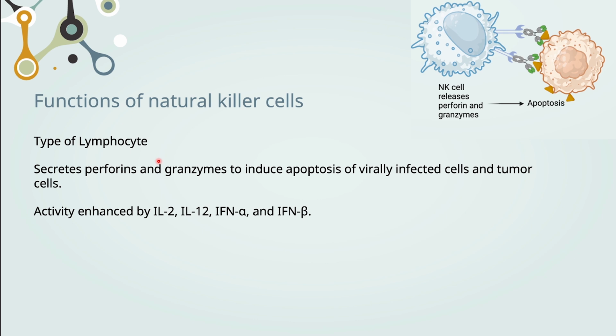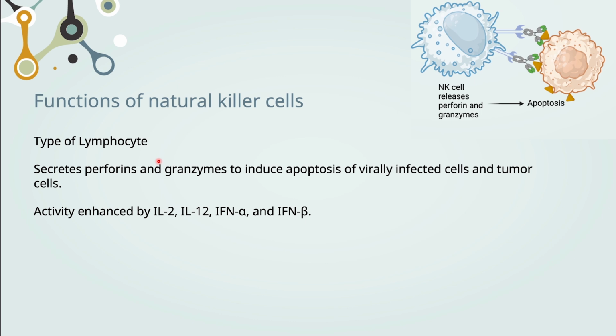Now, the activity of natural killer cells is enhanced by interleukin 2, interleukin 12, interferon alpha, and interferon beta. Now, these are super high yield information. Now, from the exam point of view, how they will ask a question about this activity enhanced by these interleukins is that they'll give you a question of viral infection. They'll explain how a kid got virally infected.